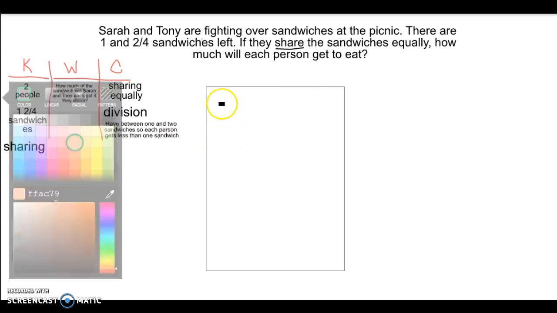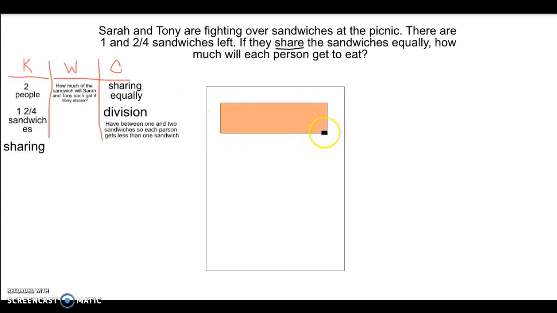So I'm going to start by drawing 1 rectangular sandwich here and 1 rectangular sandwich here. So they're pretty close to the same size. Let me adjust it just a little bit. Okay, so there's my sandwiches. And I know that I have 1 whole sandwich, right? This is 1 whole sandwich. But this one is not a whole sandwich, right? It's only 2/4 of a sandwich. So I'm going to show that by adding in some fraction pieces.